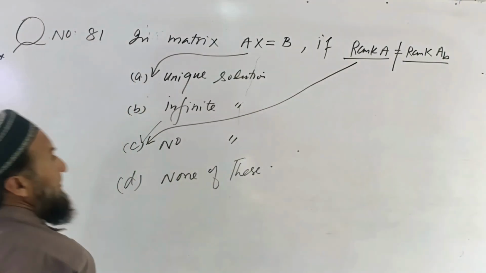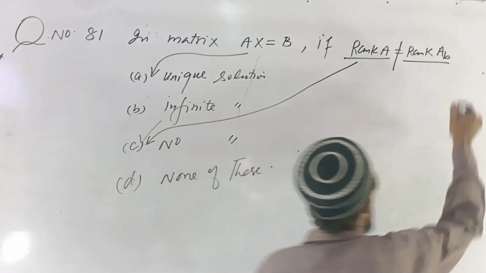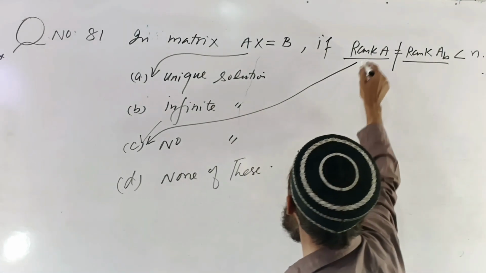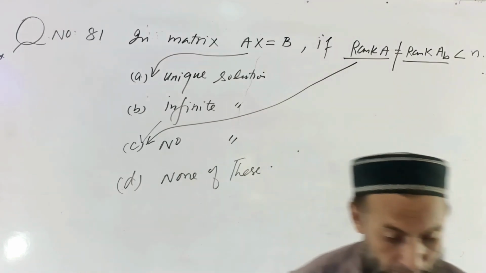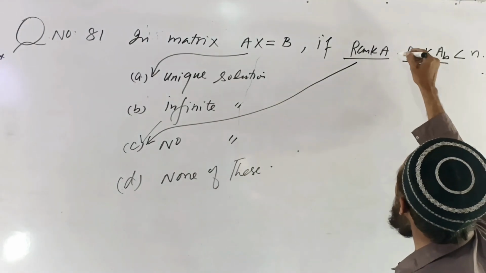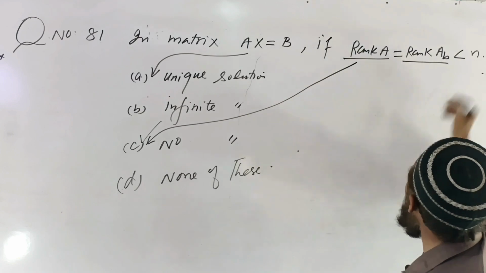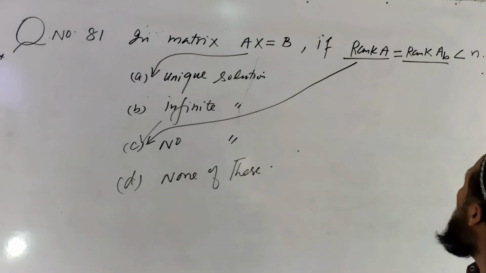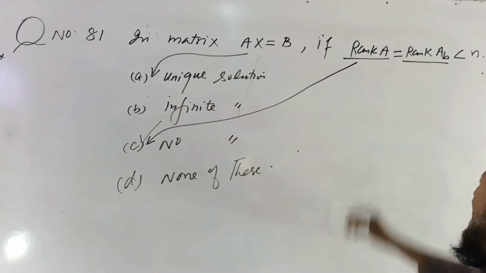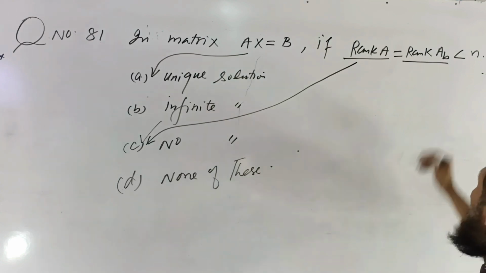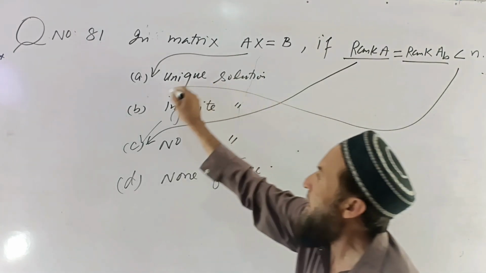Question 80: If the rank of matrix A is equal to the rank of the augmented matrix B, but the number of unknown variables is greater than the rank of A and B, then in this situation the system has infinite solutions.